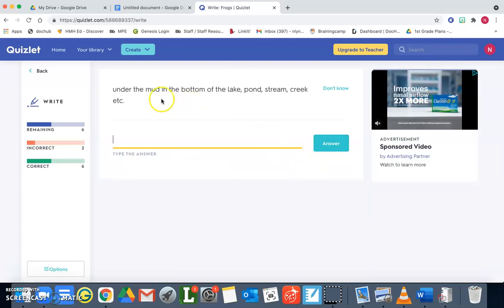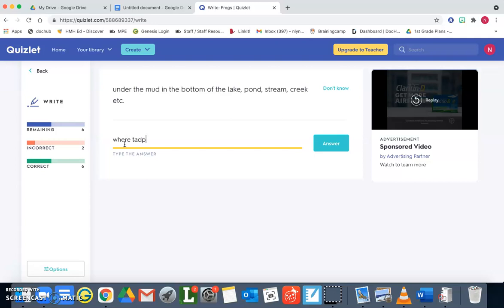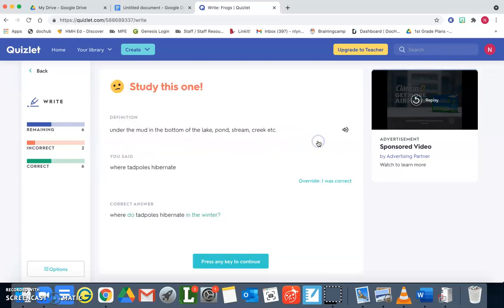Okay, so here under the mud in the bottom of the lake, pond, stream, creek, that's where frogs or tadpoles hibernate. Let's see if that's where tadpoles hibernate. Oh, see if it accepts that. Okay, so it's actually where do tadpoles hibernate in the winter? That was a question, so they would have to type that question.